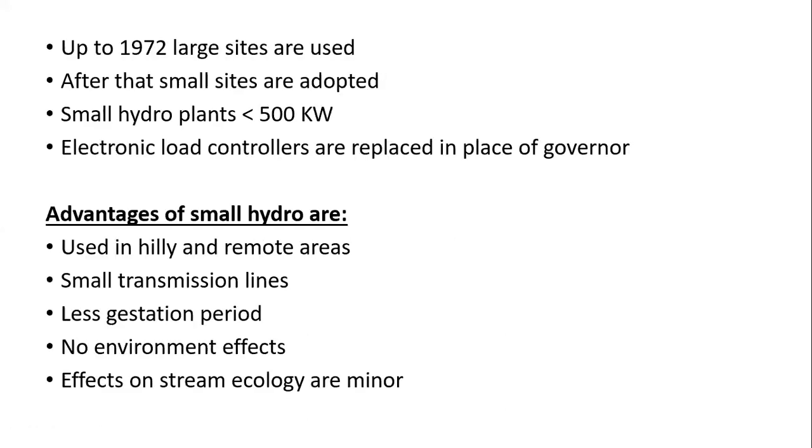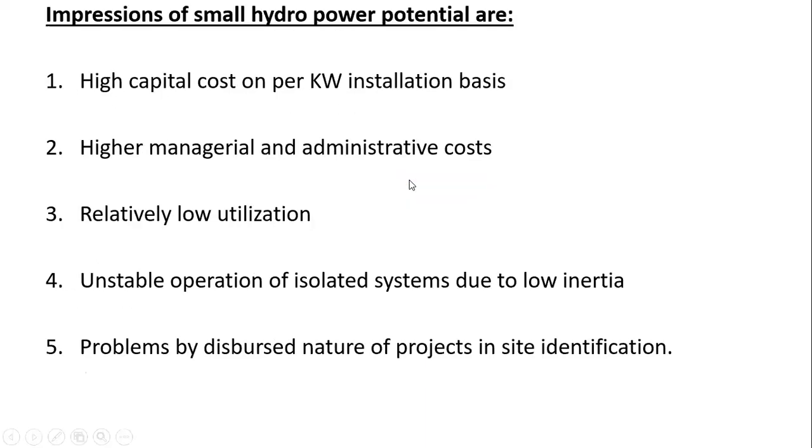So these are the advantages we have discussed in before classes. Used in hilly and remote areas, small transmission lines, only a short gestation period, no environmental effect, and the effect on stream ecology is also minor. So environmental effects are also minor. Next, before going to the limitations, we have some small notes.